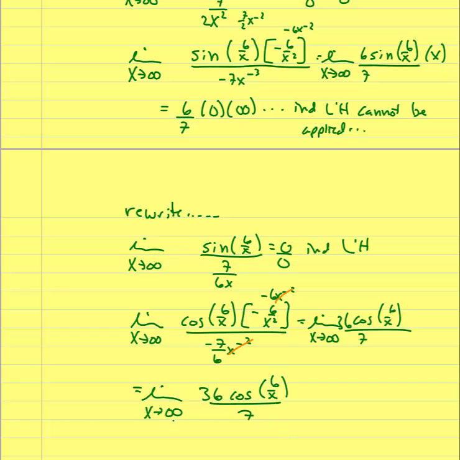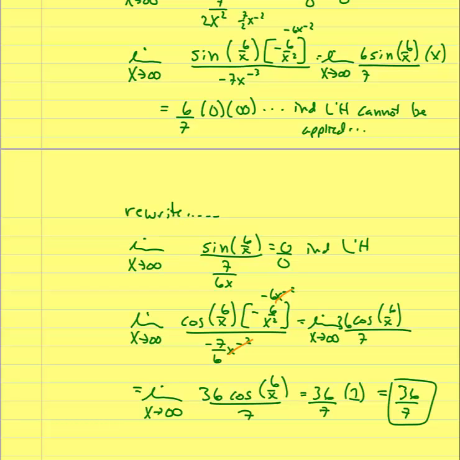So now as I finally take my limit, I really hope that I get a solution here and not just another indeterminate form. The cosine of 6 over x, as x goes to infinity, 6 over x goes to 0. The cosine of 0 is 1. Oh good. 36 over 7 times 1 is 36 over 7. There's my solution. I didn't think it was going to work out. I thought we were going to get caught in one of these recursive loops where I keep getting back to the original, but that didn't happen, thank goodness.